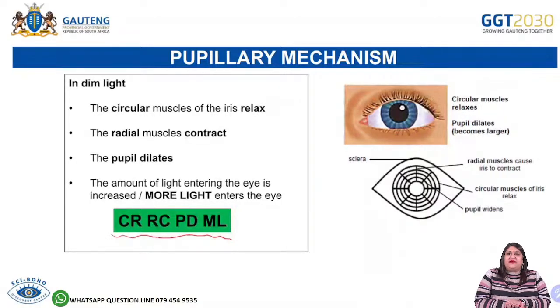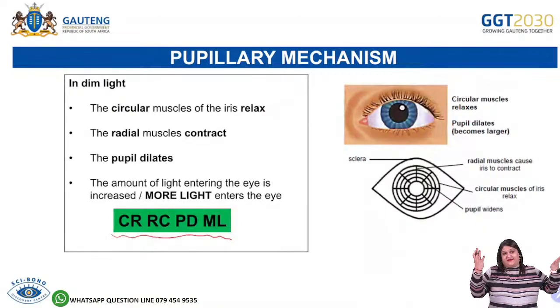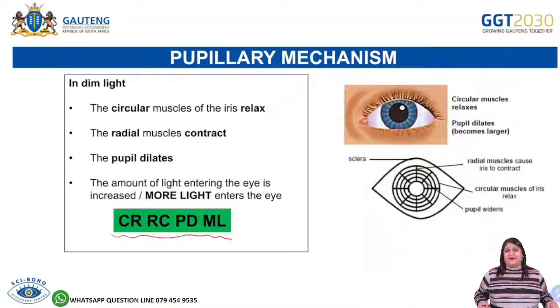Why do we need the iris to control the amount of light that enters the eye? Because in bright light, the light is bright, right? So there's going to be a lot of light coming into the eye, and it can damage the retina. Therefore, we have this mechanism, a reflex, that when we are in bright light, our pupil is going to automatically constrict so that it allows less light to enter the eye to prevent damage to the retina.